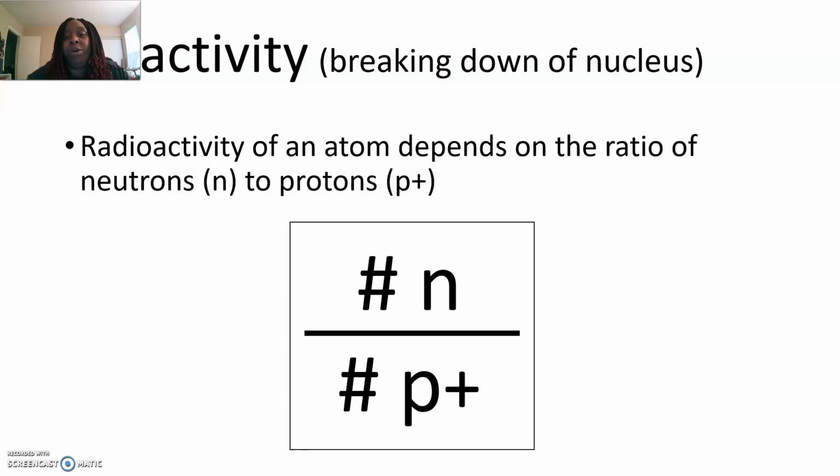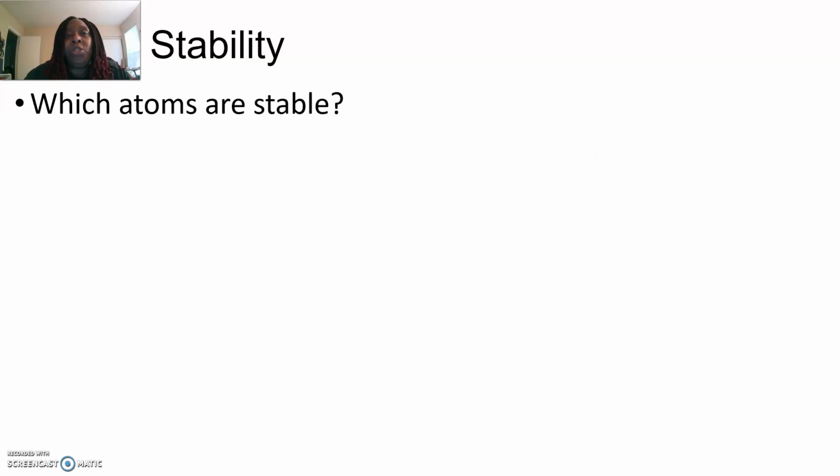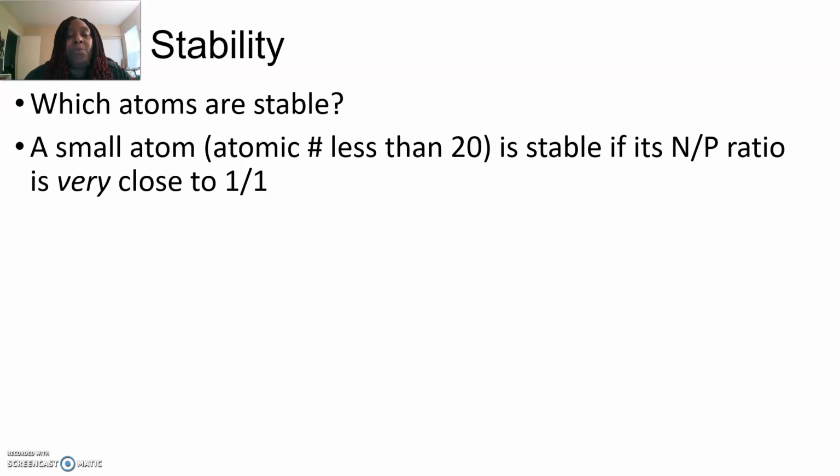To create a ratio, you're going to take the number of neutrons and put it over the number of protons, and then figure out what that number is. Now, you're probably asking, what am I comparing it to? How am I supposed to know that it is unstable or stable? So, here we go. Which atoms are going to be stable? A very small atom with an atomic number less than 20 is going to be stable if the neutron-proton ratio is very close to 1 to 1. So if you take the number of neutrons over the number of protons and get a ratio that's real close to 1 to 1, then we can consider that atom stable.